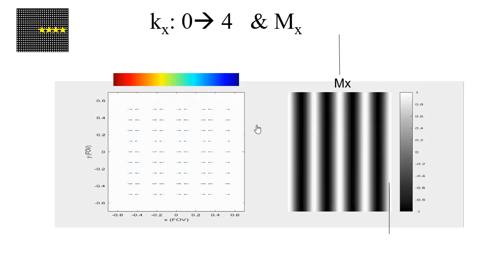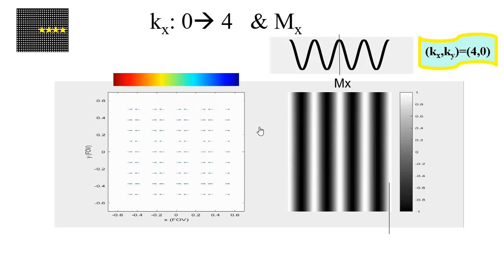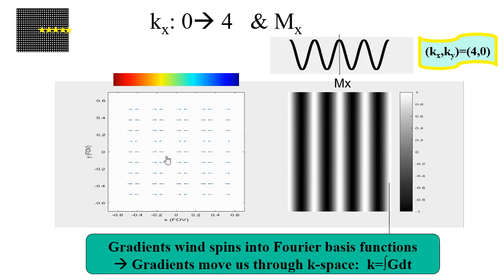And now we're at kx equals 4. So the point of this is essentially that this is showing why gradients actually wind spins into Fourier basis functions. This is why gradients move us through k-space, and essentially the amount of winding accumulates from the gradient being on over a period of time.